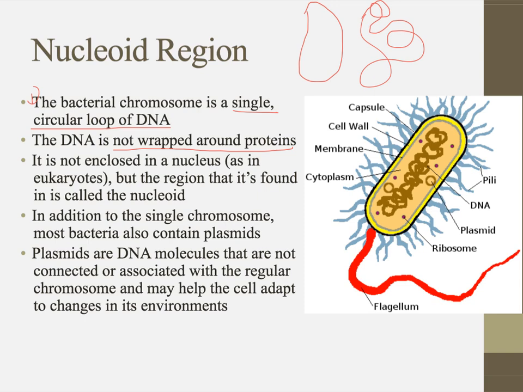In addition to this single chromosome, most bacteria also contain what's called a plasmid. So now would be a pretty good time to go back to your drawing of your prokaryote that you did a minute ago. And in here where you have your nucleoid region with your DNA, separately, I want you to draw a circle of DNA, kind of like you see here. It is a separate loop of DNA. It is not connected to the other chromosome.